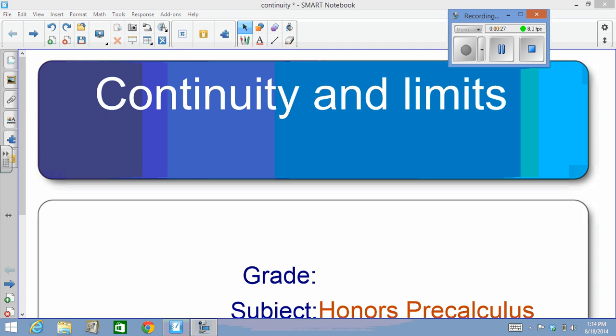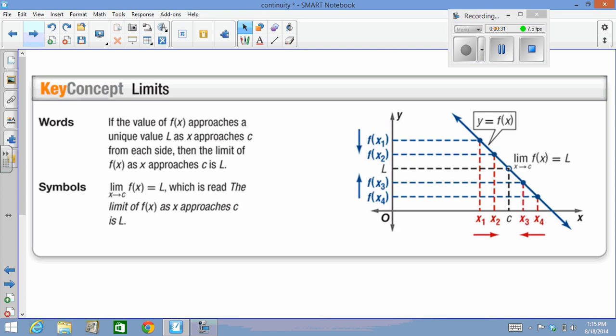So here we go. We're going to talk about continuity and limits. So the first thing we're going to talk about is what's called a limit. And as we're talking about a limit, we are going to talk about this notation that's over here. And this notation says the limit as x approaches c. So x is approaching c.